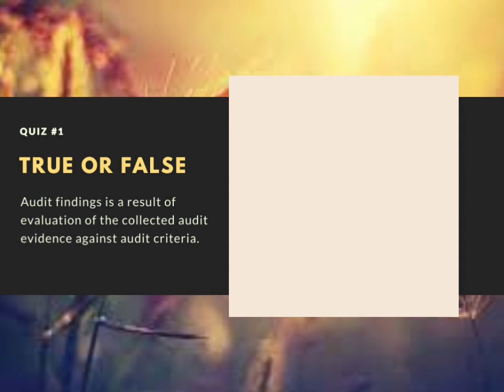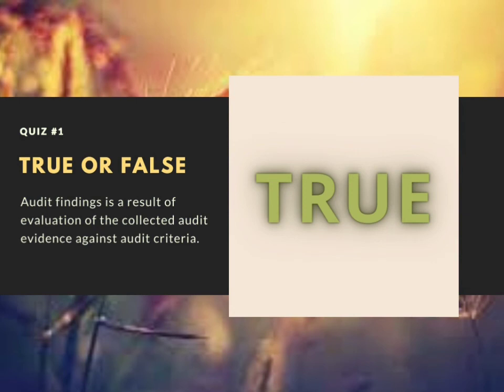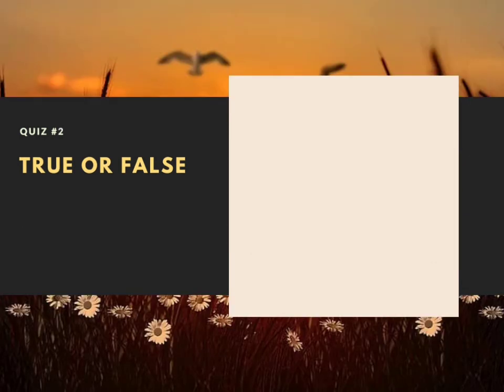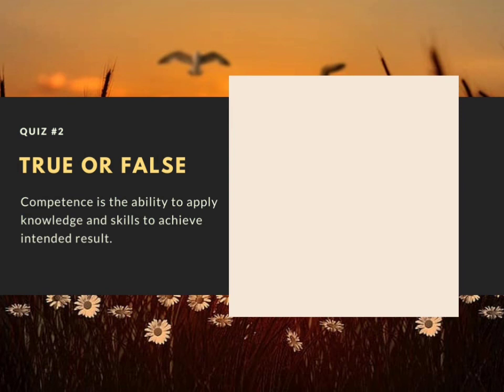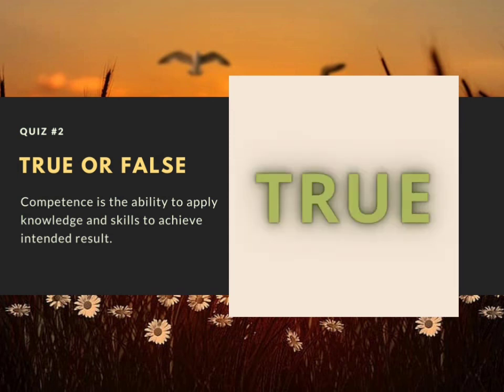Now, we come to the quiz time. We've prepared some simple questions for the content. Would you like to see? Let's start with the first question. True or false, audit findings are the result of evaluation of the collected audit evidence against audit criteria? Yeah, you got it right. The answer is true. The second one, true or false: competence refers to the ability to apply knowledge and skills to achieve intended results. Yes, you are all too smart. The answer is true. Did you get all the questions right?